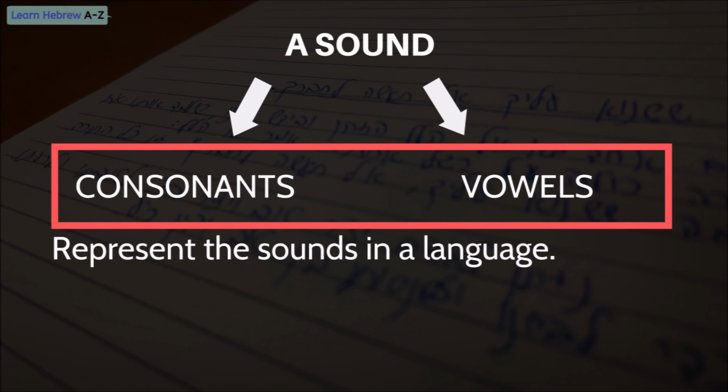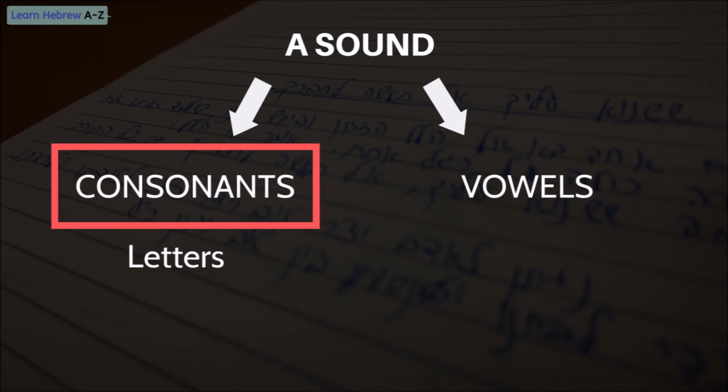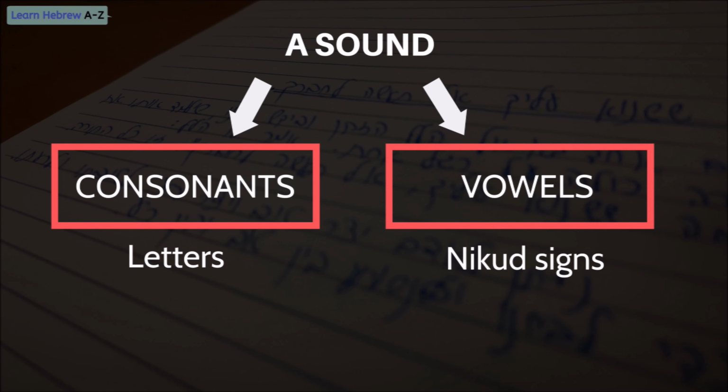Consonants and vowels are the representations of the sounds in the language. In Hebrew, consonants are the letters, vowels are the nikud signs. Let's see an example, the word chalom.